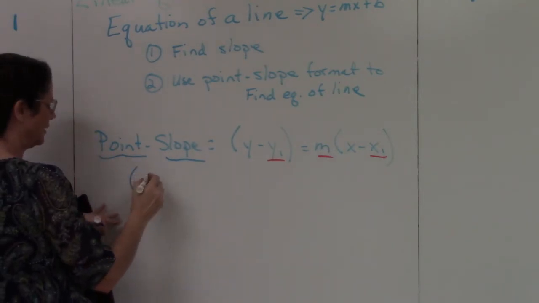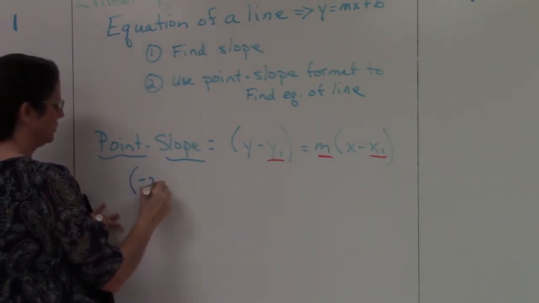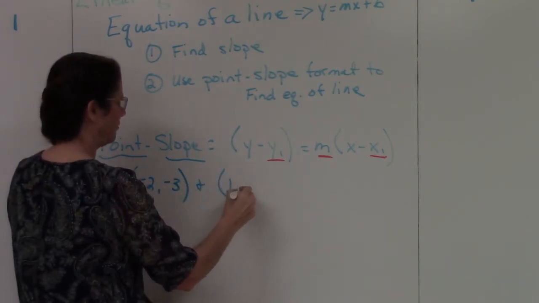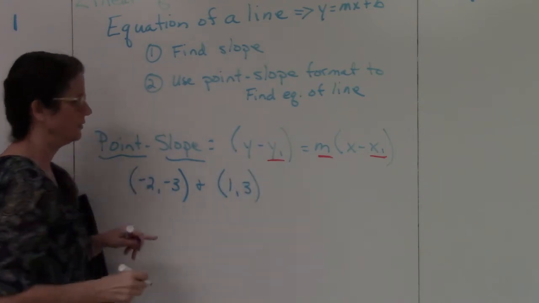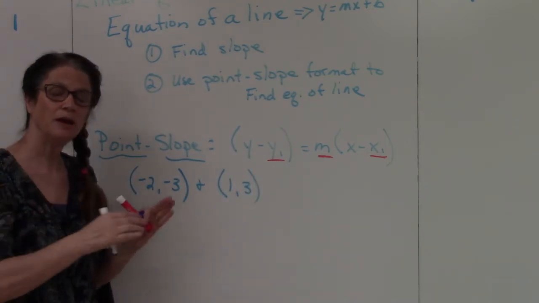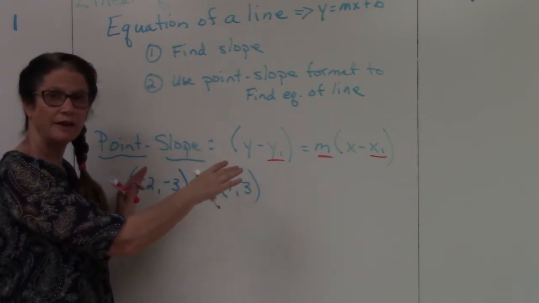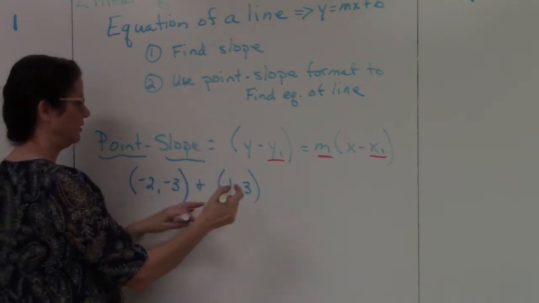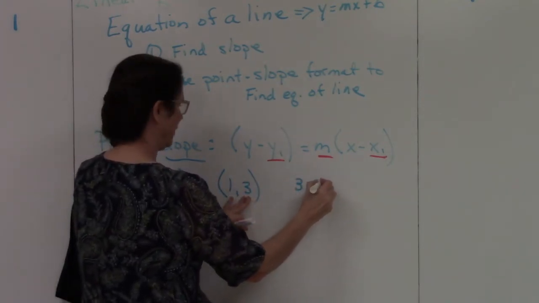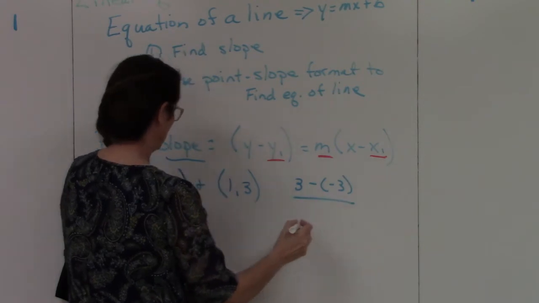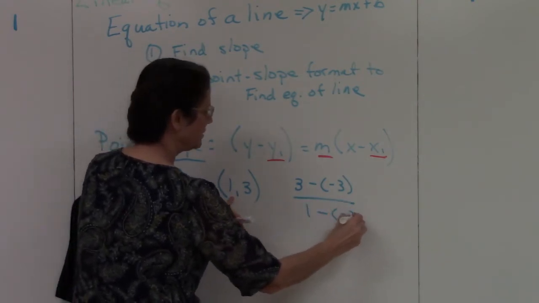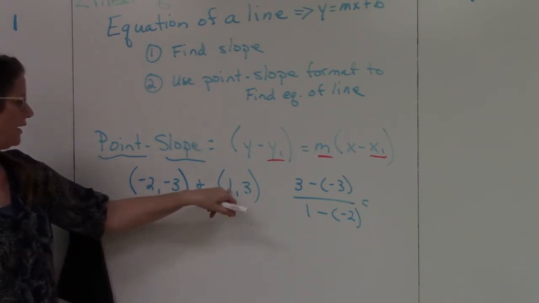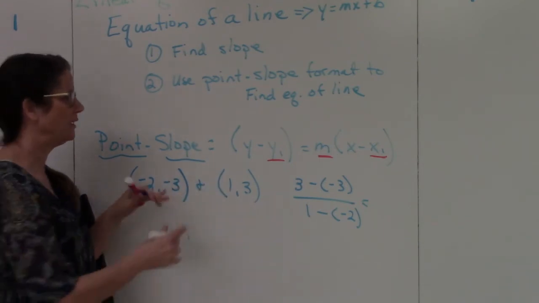So I'm going to give you that point and that point, okay? So I'm giving you 2 points. The question will be find the equation of the line, okay? So first step, find the slope. So we're going to use the slope formula. So y minus y over x minus x. Okay, so y minus y, rise. X minus x is my run. All right, and we're going to calculate it.